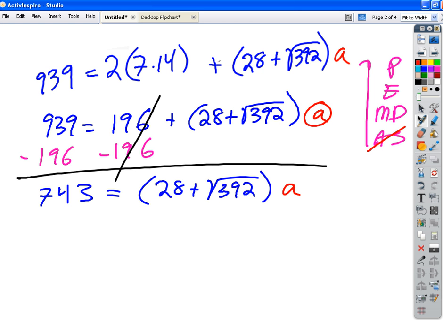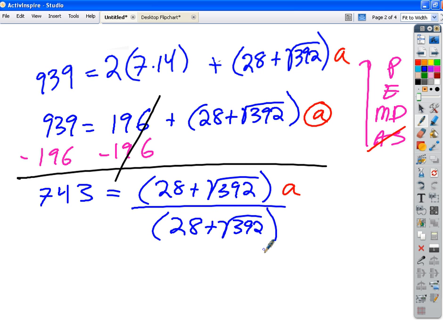Now that looks a little weird, dividing by 28 plus the square root of 392, but it's the parentheses that really matter here. Because that whole number, 28 plus the square root of 392, is enclosed in a set of parentheses. Anytime something is in parentheses, we call it a quantity. In math, we treat it like one single number. It's one thing. So if we divide both sides through by the quantity, 28 plus the square root of 392, look what happens.